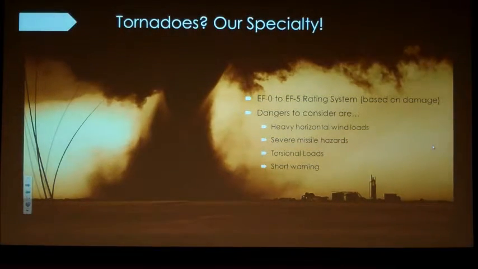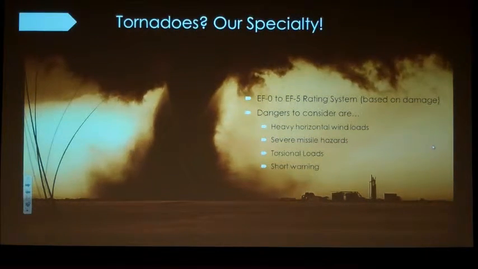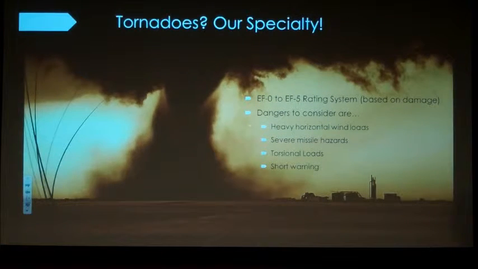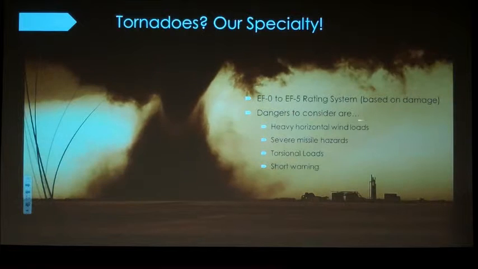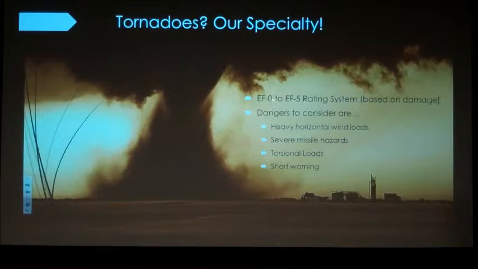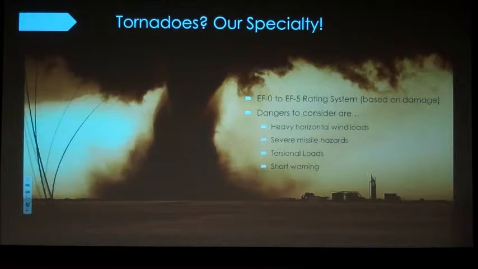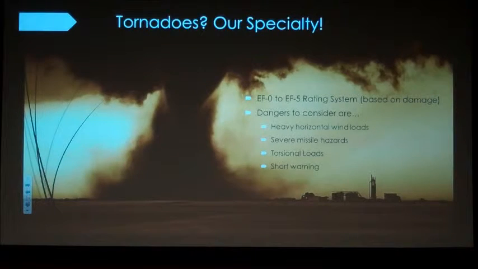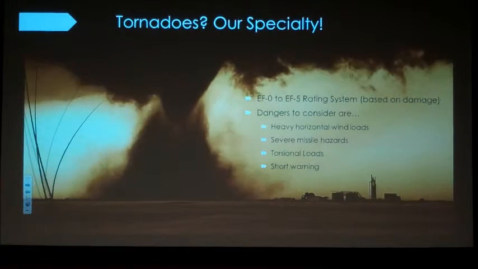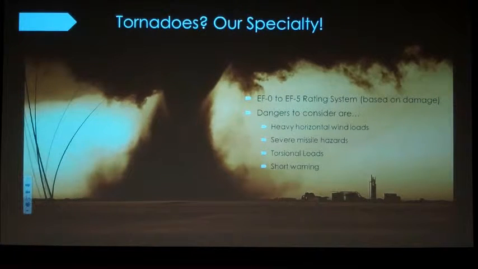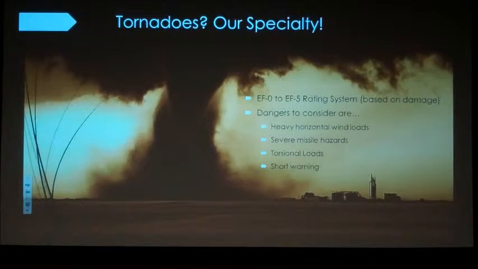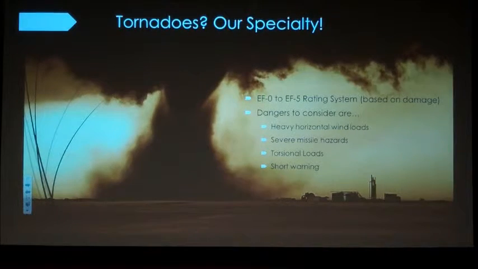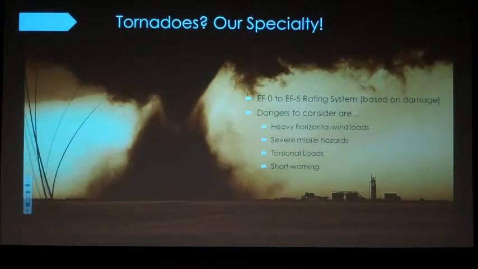So, tornadoes, these are our specialty. We know about them, especially here in the Midwest. Tornado Alley, of course. You're dealing with the EF0 through EF5 rating system. The rating system is based on damage. So a surveyor will come in and determine how extensive the damage is in these areas. In an EF0, you're looking at about 65 to 85 miles per hour. In an EF5, you're looking at about 200 miles per hour.